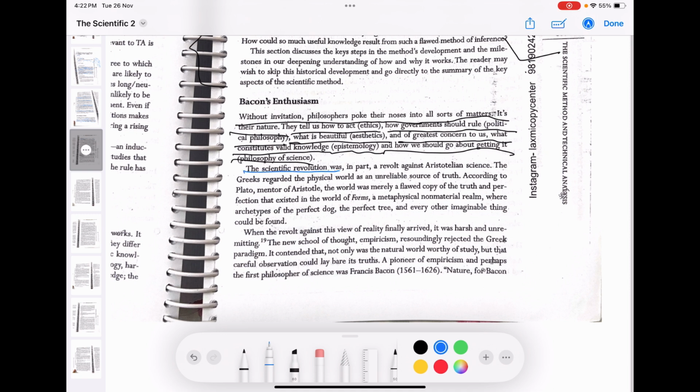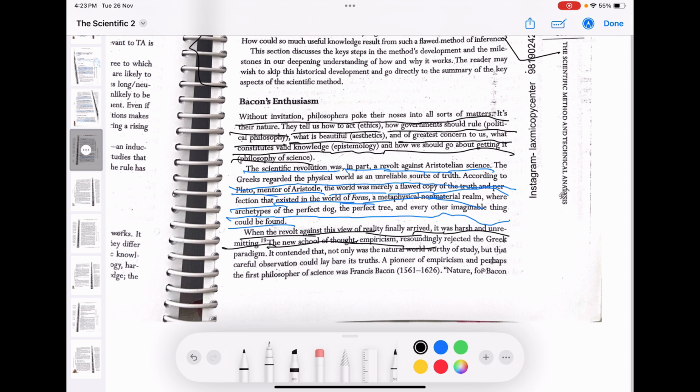The scientific revolution, in part, was a revolt against Aristotelian science. The Greeks regarded the physical world as an unreliable source of truth. According to Plato, mentor of Aristotle, the world was merely a flawed copy of truth and perfection that existed in the world of forms, a metaphysical non-material realm, where archetypes of a perfect dog, perfect tree, and every other imaginable thing could be found. When the revolt against this view of reality finally arrived, it was harsh and unremitting.